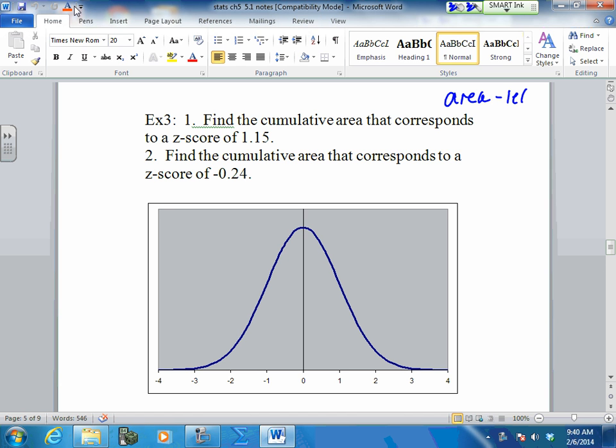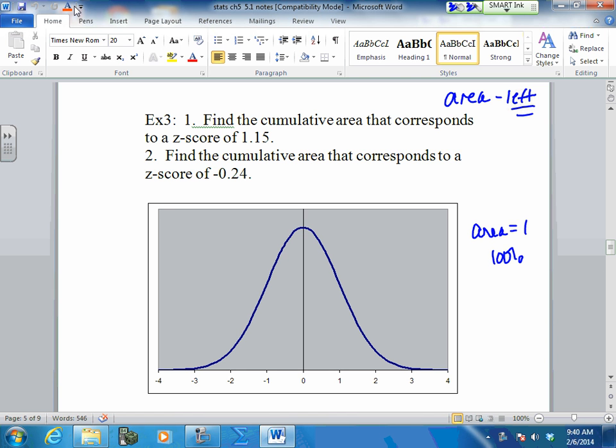To the left. When you look up, remember your z-score table? When you look up your area, it's always to the left of that number. This entire curve represents 100%. Or because you use a decimal chart, the whole area is equal to 1.